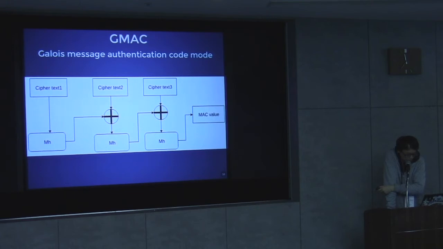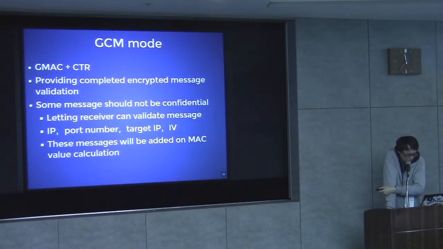So if you want to have the mode and the message authentication code mode, you can use GMAC. And GMAC is: firstly you use the hash, then the message authentication hash, and do XOR calculation, and you can get another message authentication hash, and so on, and you can get a MAC value. And the GCM mode is GMAC plus CTR, and this mode includes the message authentication code and the CTR mode. So it can provide complete encrypted message validation.